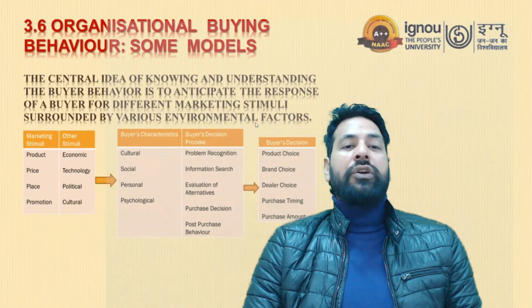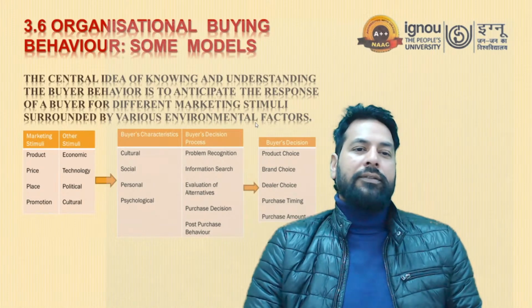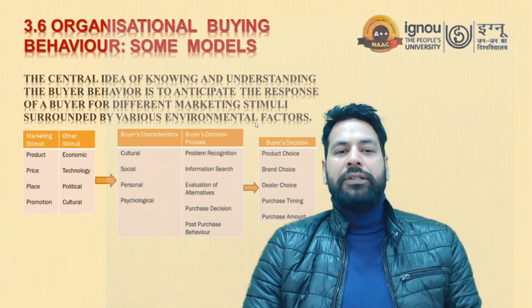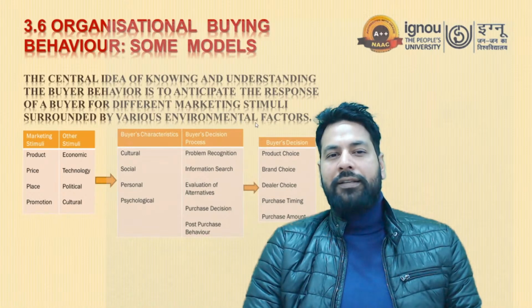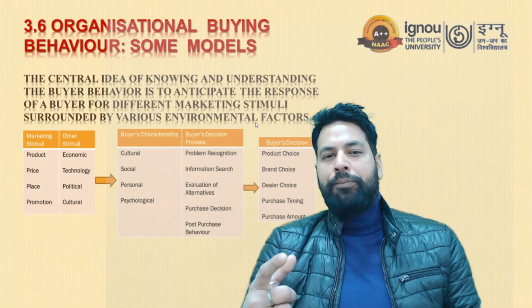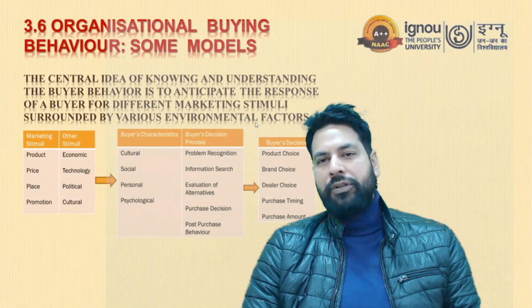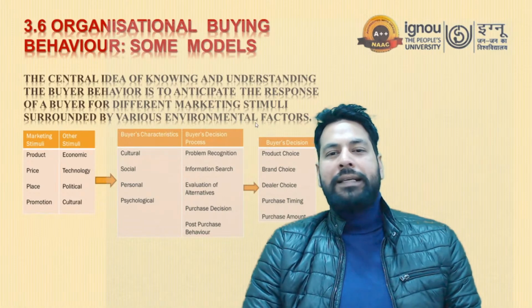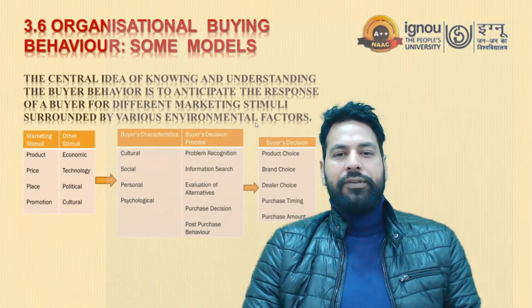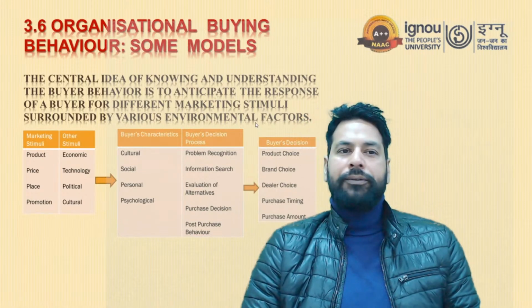Now, these stimuli have an impact or get together with the characteristics of a buyer, that is cultural, social, personal, and psychological. And these factors play into the process you remember: buyer decision process, problem recognition, information search, and finally you make a buying decision on the basis of product choice, brand choice, dealer, purchasing time, and purchase amount.